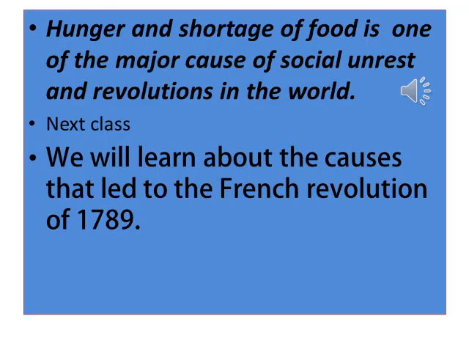So, my dear children, it is hunger and shortage of food that is one of the major causes of social unrest and revolutions in the world. The French Revolution was also caused due to this reason. People came out to the streets, they brought down the monarchy because they did not have enough food to eat. In the next class, we'll learn about the causes that led to the revolution of 1789.